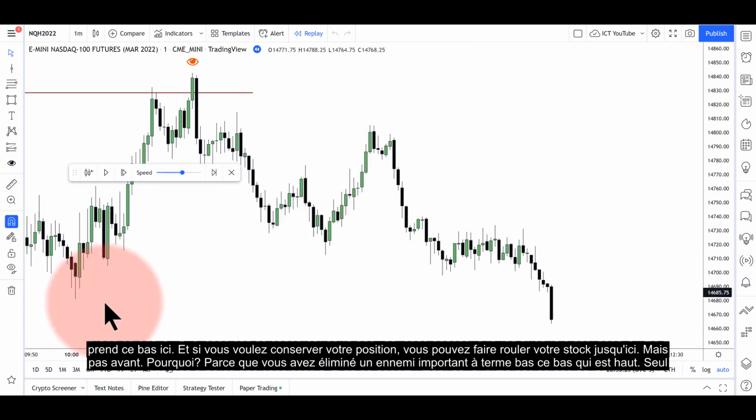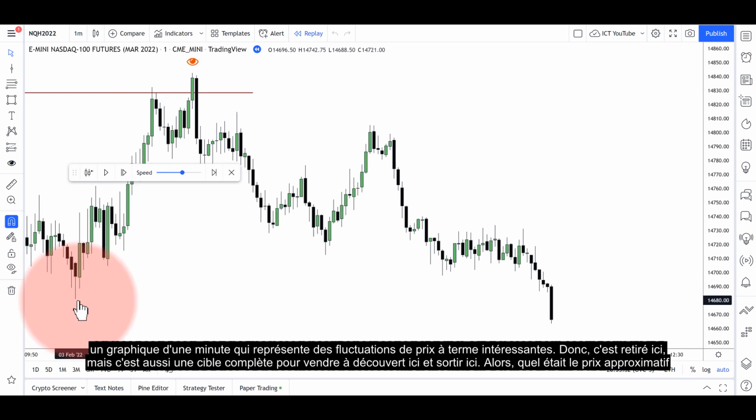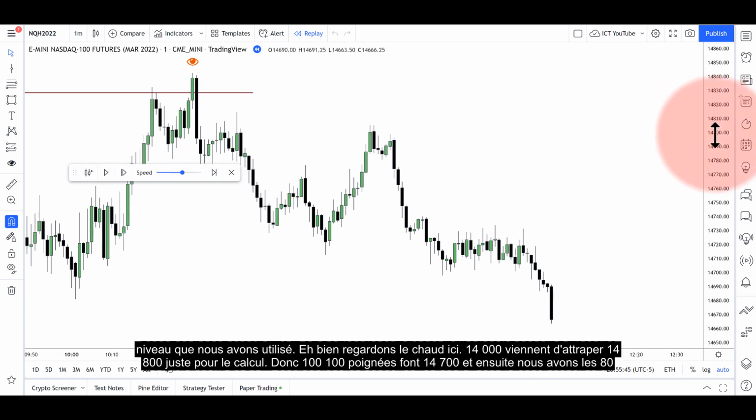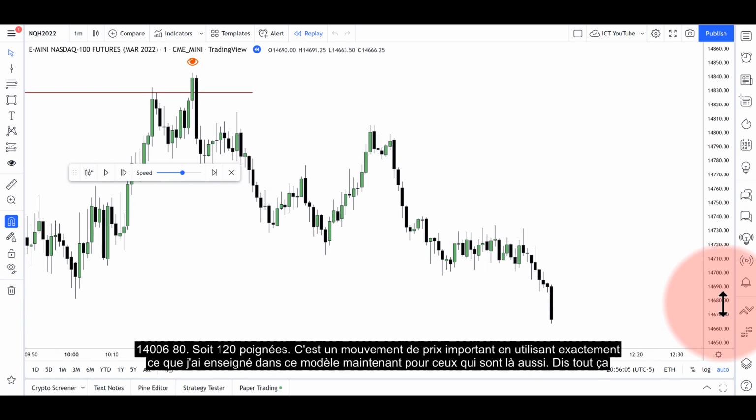Why? Because you've taken out a significant intermediate term low. This low to this high on a 1 minute chart, that's an intermediate term price swing. So it's taken out here, but it's also a full target for selling short up here and getting out down here. So what was the rough price level we used? Well, let's look at the high here. 14,000. We'll just call it 14,800 just for the sake of the math. So 100 handles is 14,700, and then we have the 80, 14,680. So 120 handles. That's a significant price move.